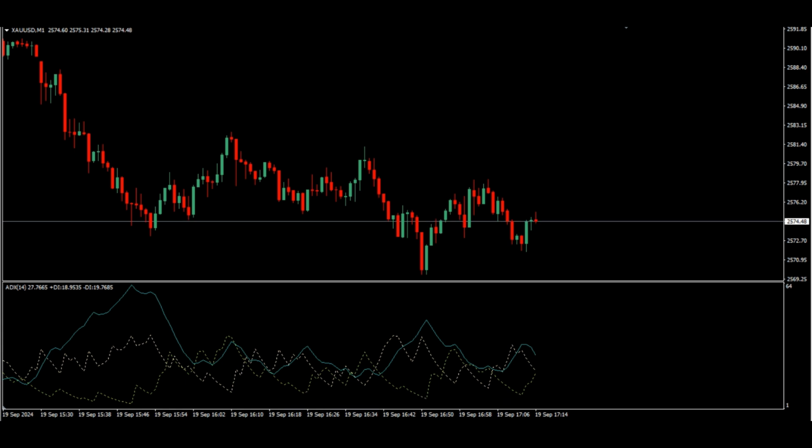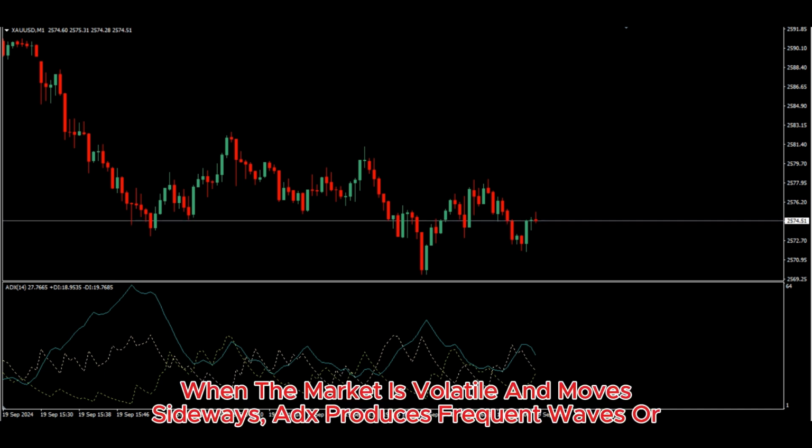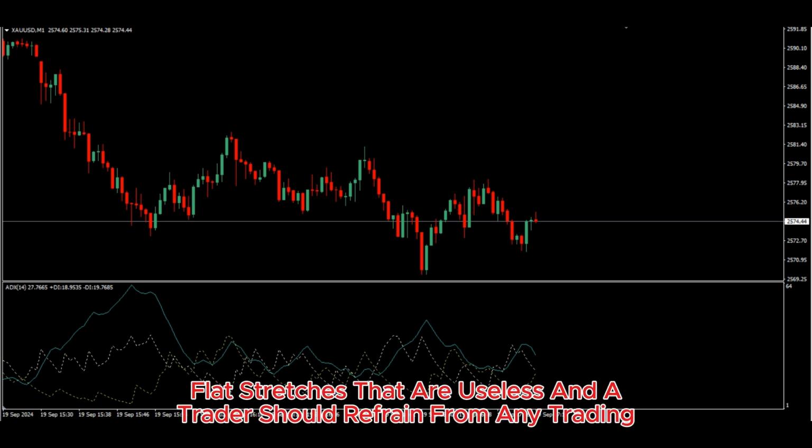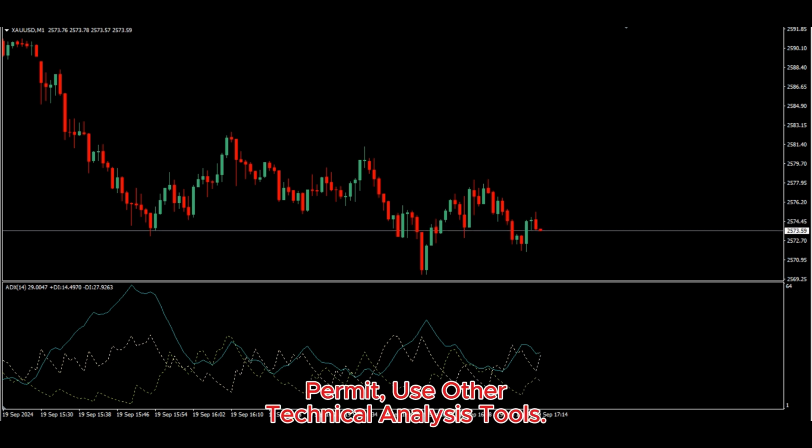Its data is reliable only on steady, strong trends. When the market is volatile and moves sideways, ADX produces frequent waves or flat stretches that are useless, and a trader should refrain from any trading activity or, if the trading skills and experience permit, use other technical analysis tools.